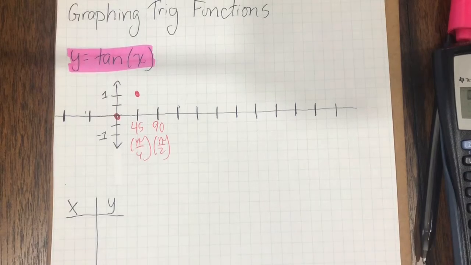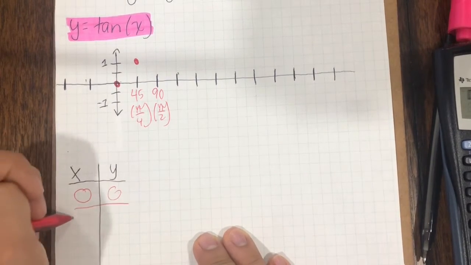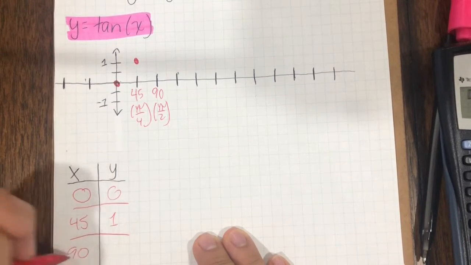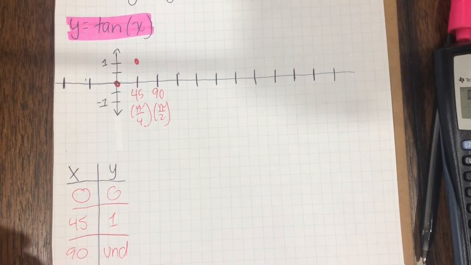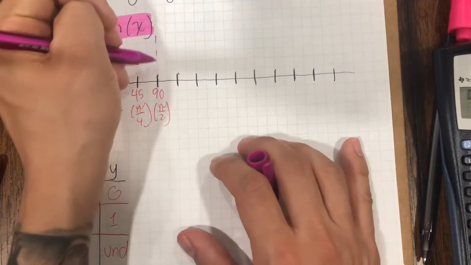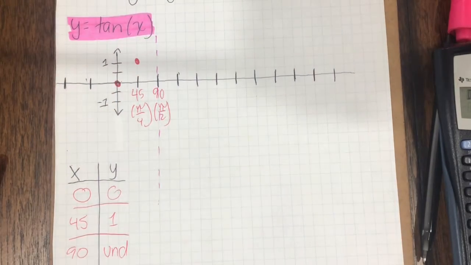All right, so let me go ahead and fill in the table. We have 0, 0, 45, 1, then 90, undefined. Since at 90 degrees the output is undefined, there's going to be a line going through 90 degrees, which is going to be an asymptote, a dashed line going through 90 degrees.